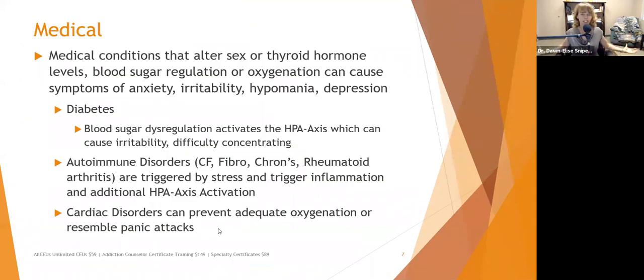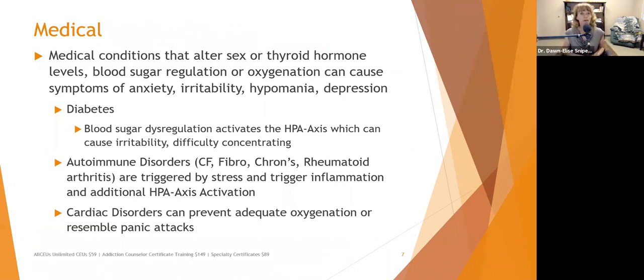So, medical conditions. Now, we know about these two main axes that are communicating between the body and the brain. Let's talk about medical conditions. Medical conditions that alter sex or thyroid hormone levels, blood sugar regulation, or oxygenation can cause symptoms of anxiety, irritability, hypomania, and depression. Okay, well, we don't want to assume if somebody comes in and they are anxious and hyper and irritable, that they're hypomanic. We don't necessarily want to assume that they're under the influence of some sort of stimulant medication. That may not be true.